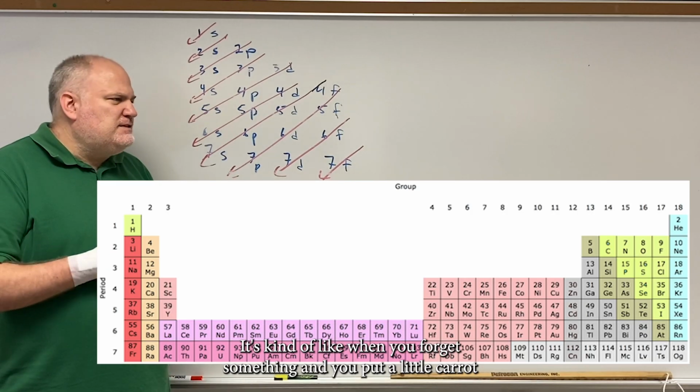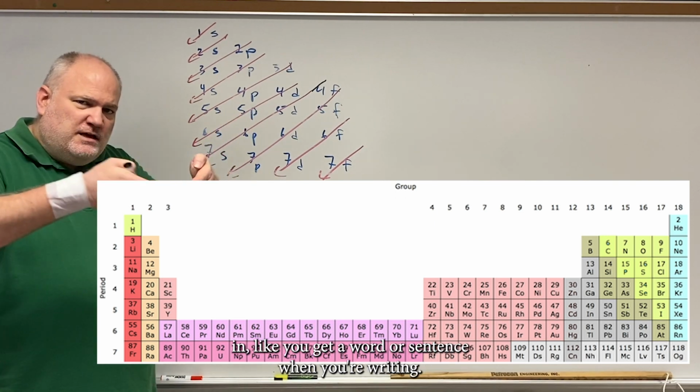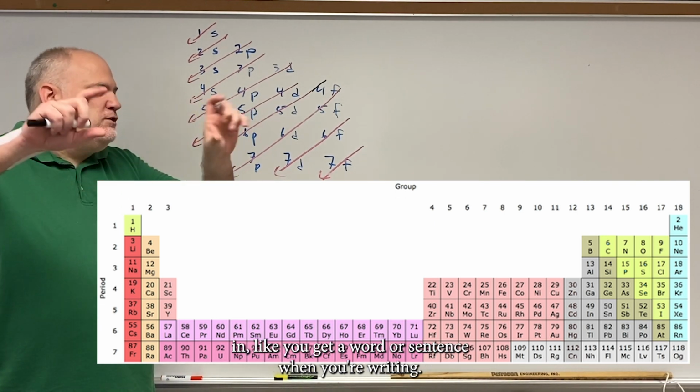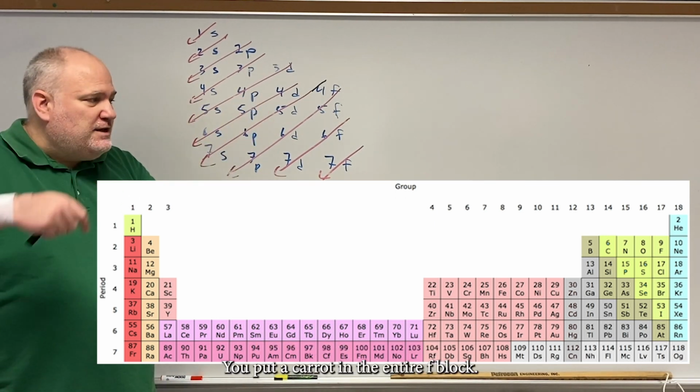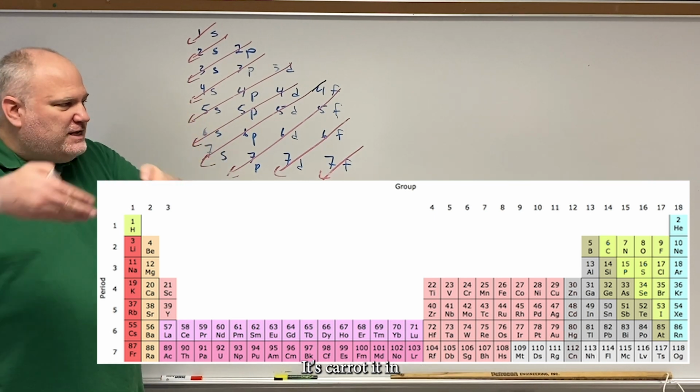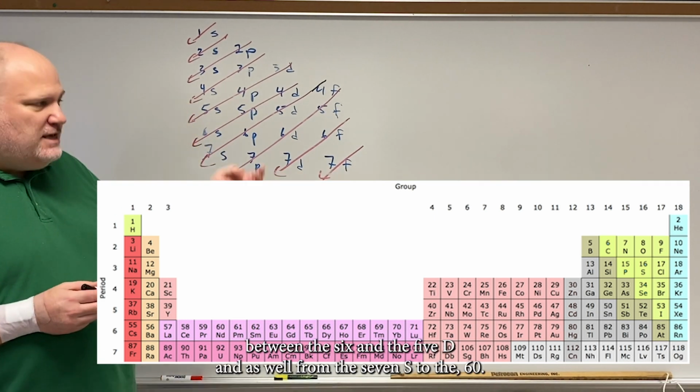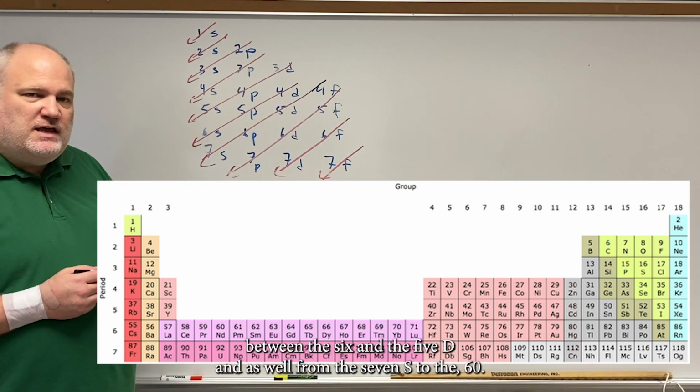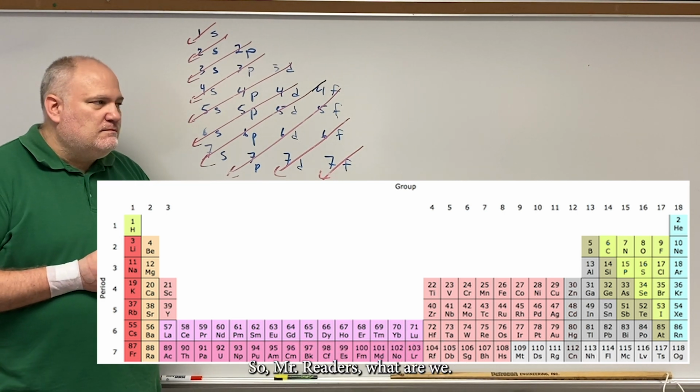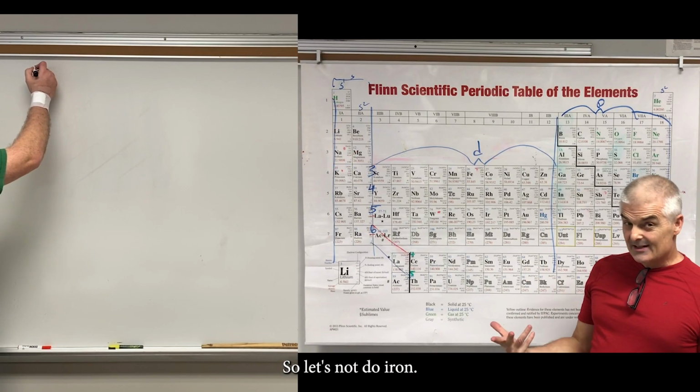It's kind of like when you forget something and you put a little caret in, like you forget a word or a sentence when you're writing, and you put a caret in. The entire F block gets careted in between the 6s and the 5d, and as well from the 7s to the 6d.